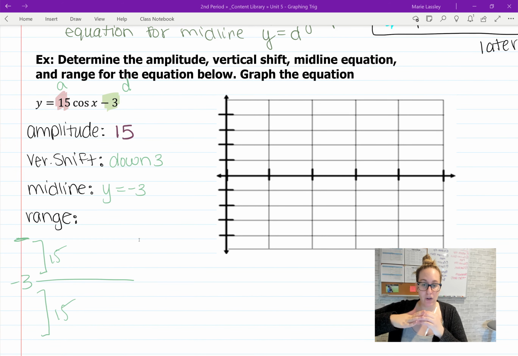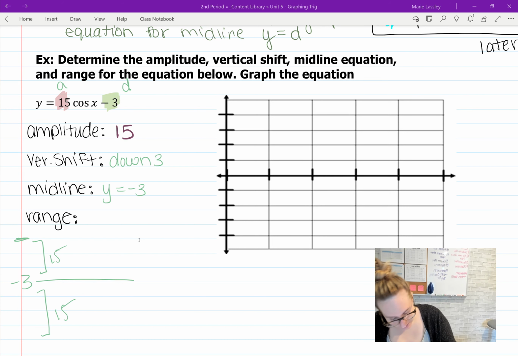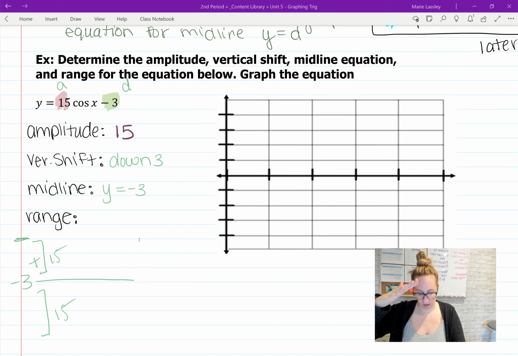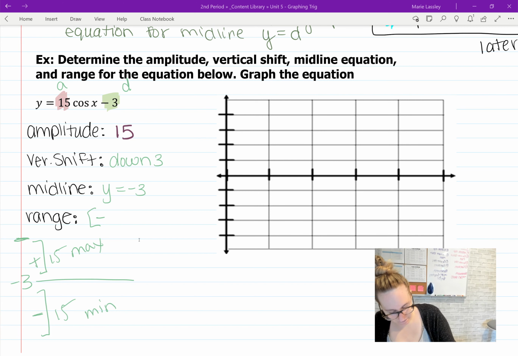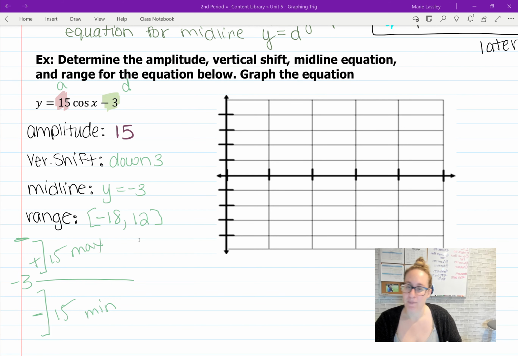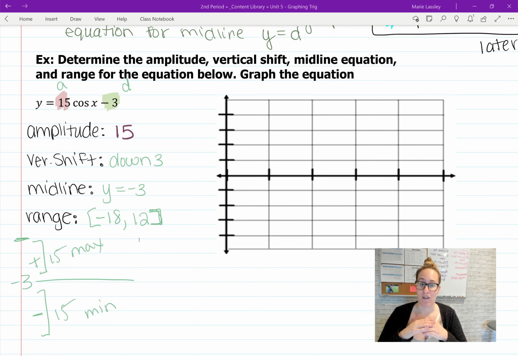All right, so to find our range, we can just add 15 to find our max value and subtract 15 to find our minimum value, right? So for this one, our range is going to be from -18 to +12. That's a bad bracket. There we go. -3 minus 15 gives us the -18, and then -3 plus 15 gives us that +12. So that's the range of our function. We're bouncing between -18 and 12.